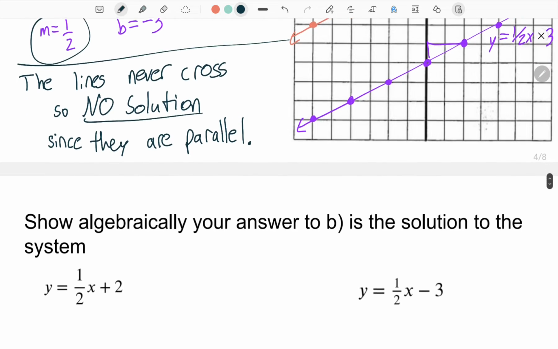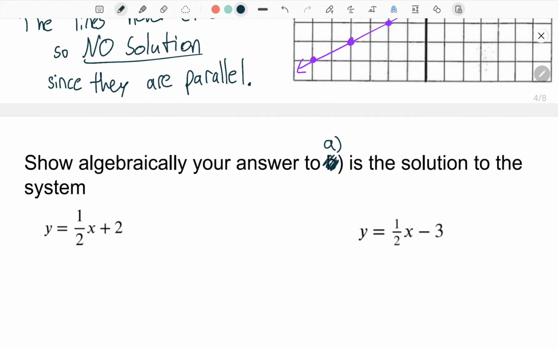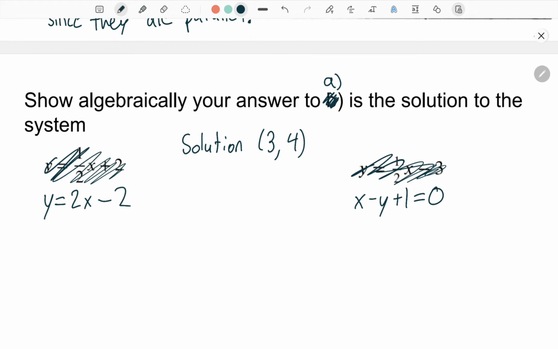And what we're going to do is we're just going to change this question. We're going to change it back to A. Show your algebraically your answer to B as the solution. Well, it should be A. And so we will just quickly fix that. All right, so there we've got the equations from A.